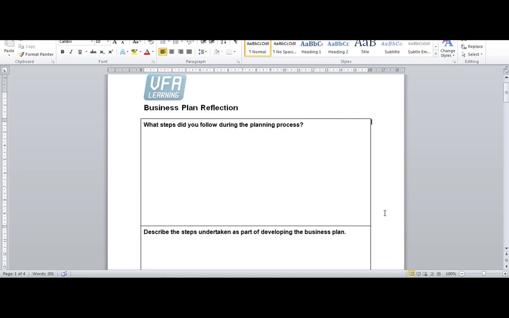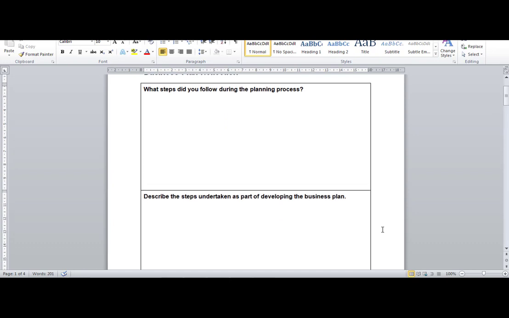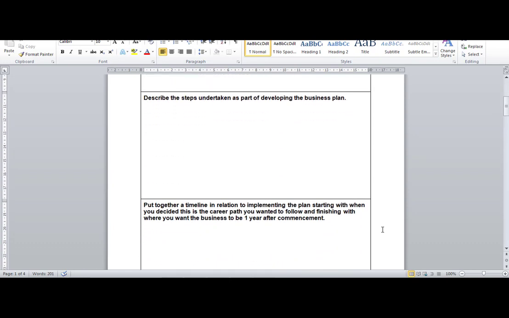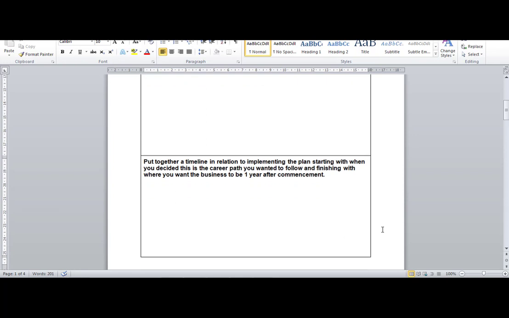So this can include things like looking at what was around and actually looking at different business plans, looking at different courses that are going to set you up properly. Describe the steps undertaken as part of developing the business plan. So this is where you're going to look at it in more detail. So you had the business plan, and then how did you find out what the costs may be associated with? Did you have to use that as a template to be able to identify what you're going to need to purchase or what you're going to need to consider as a cost?